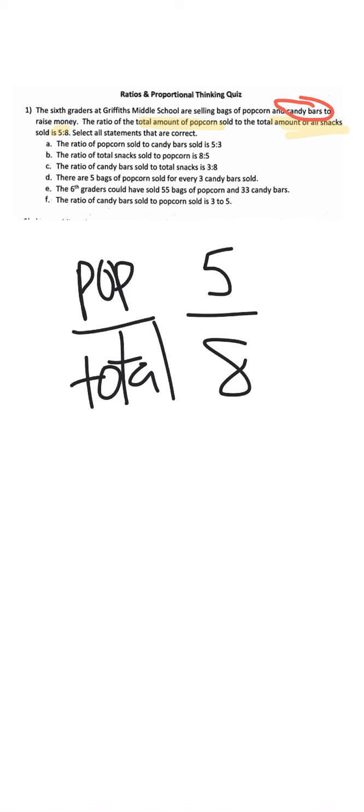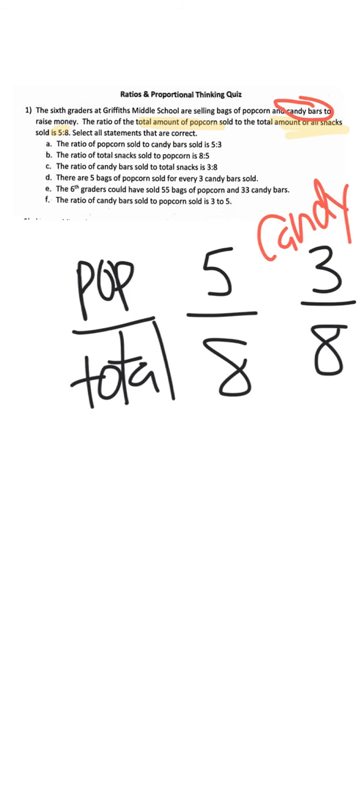Then that means if the total I sold was 8 and 5 of it was popcorn, how many would have to be candy bars? That means candy would be 3, right? 3 to 8. That would be my ratio for candy, right? Because 8 minus 5 is 3. So those are the 2 ratios I'm working with.